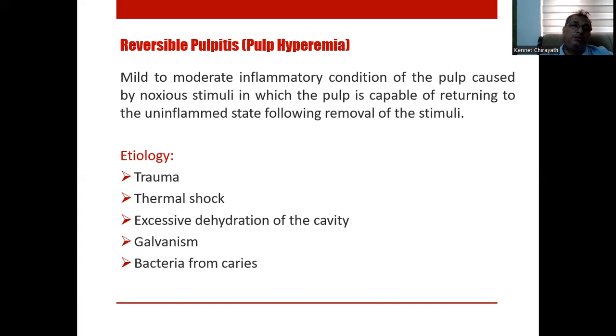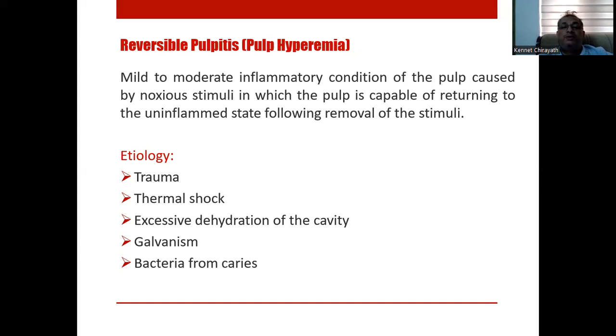So what are the etiologies? The etiology is trauma, thermal shock, excessive dehydration of the cavity, galvanism, and bacteria from the cavities.